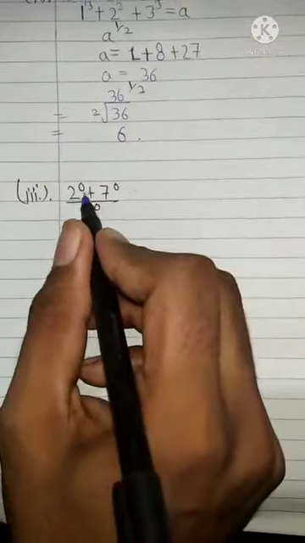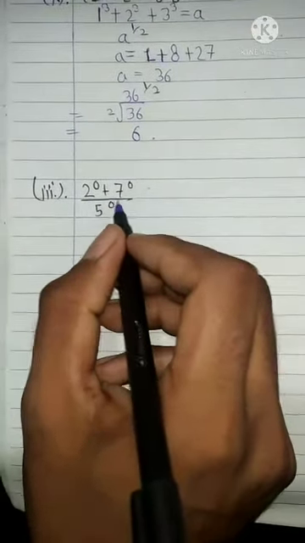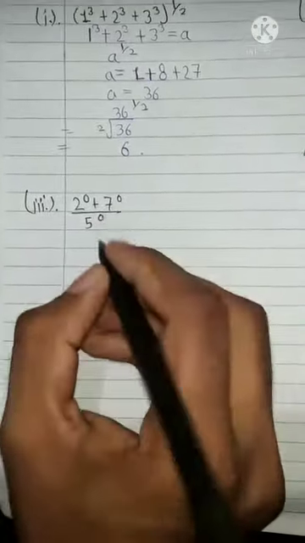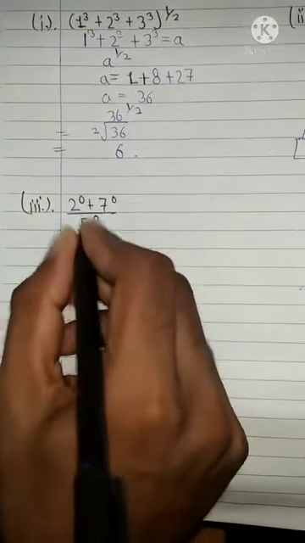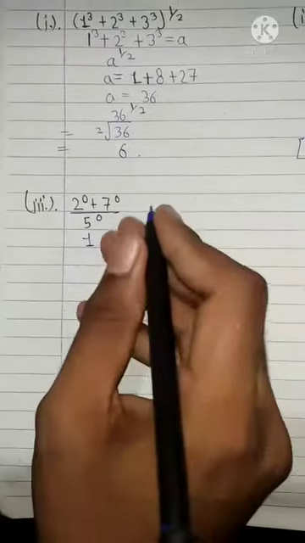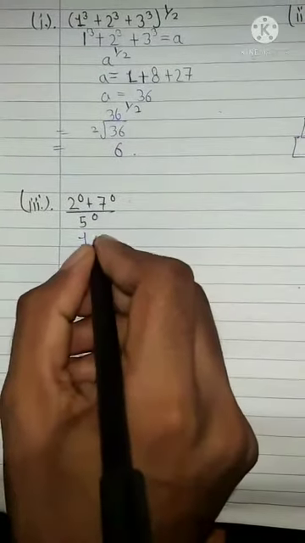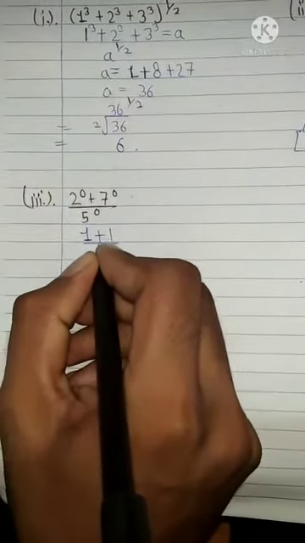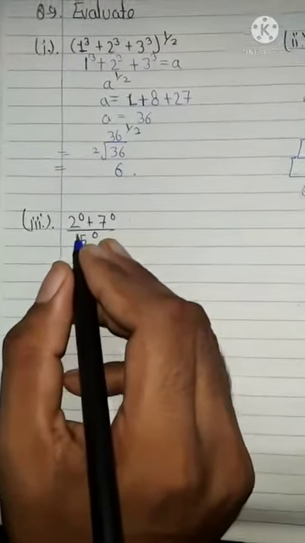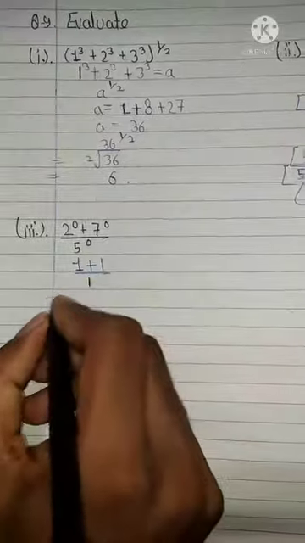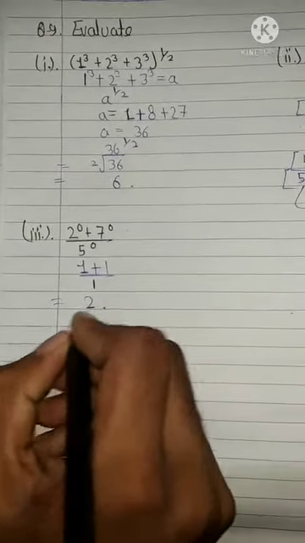Another question is 2 to the power 0 plus 7 to the power 0 plus 5 to the power 0. Friends, this is a very simple question, because the value of a to the power 0 is 1, so the value of 2 to the power 0 is also 1, and likewise for the others. In this question the exponent of all the bases is 0, so it directly becomes the answer 3.